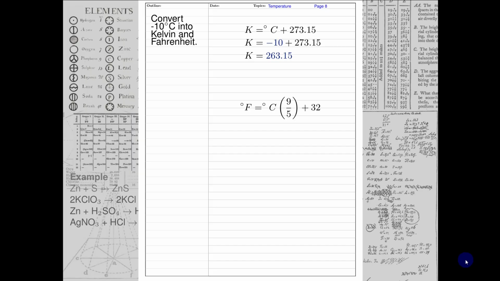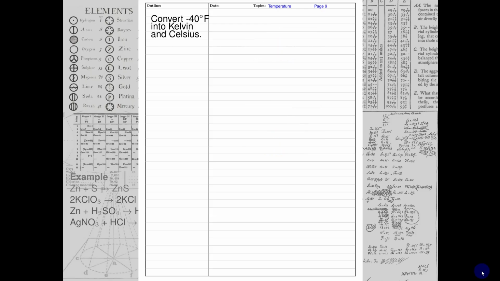And now we can convert negative 10 into Fahrenheit. So again, we'll just substitute in the value for Celsius. So negative 10 times 9 over 5 plus 32. So negative 10 times 9 over 5 is negative 18 plus 32. Watch the order of operations on your temperature conversions. Negative 18 plus 32 is 14. The answer is 14 degrees Fahrenheit.